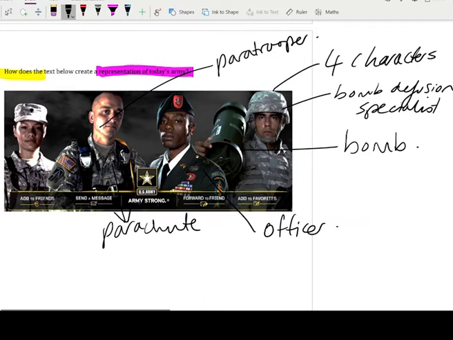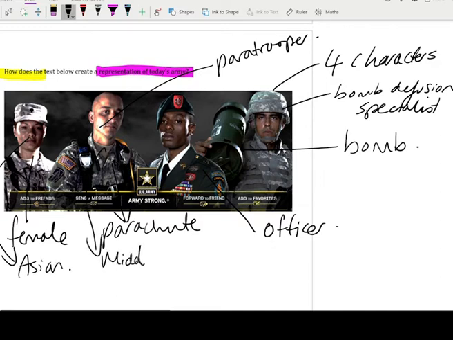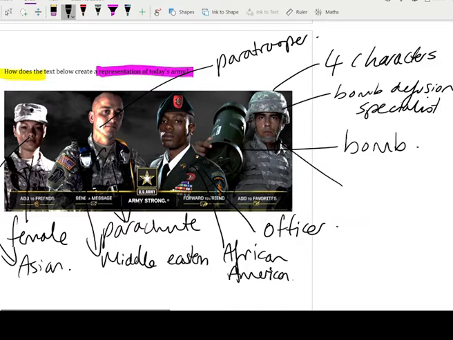And then we have a female. All right, so she's of Asian descent. He seems of Middle Eastern descent. He is obviously African American. And he is, it's hard to know, I don't know, he looks a bit Latino to me. All right, so what does this tell us?